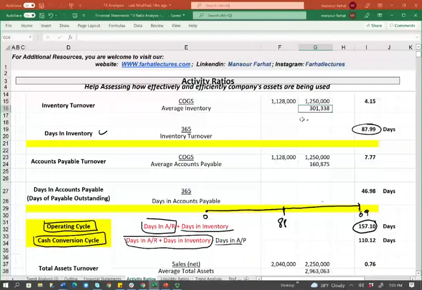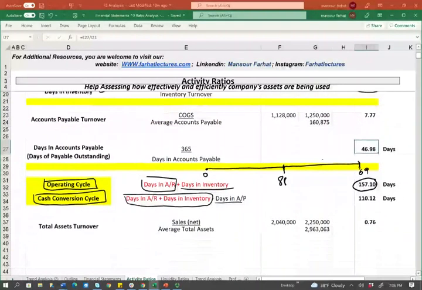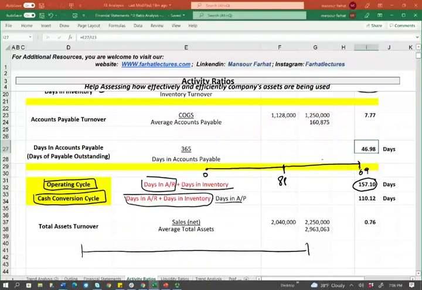And the days in accounts payable, we pay every 47 days. Now, what does that mean? It means the cash conversion cycle is 110 days. Let me show you on a timeline how this all looks so it makes sense to you. The way you compute it is average receivable collection period plus days in inventory. This is the operating cycle, minus days sales in AP.